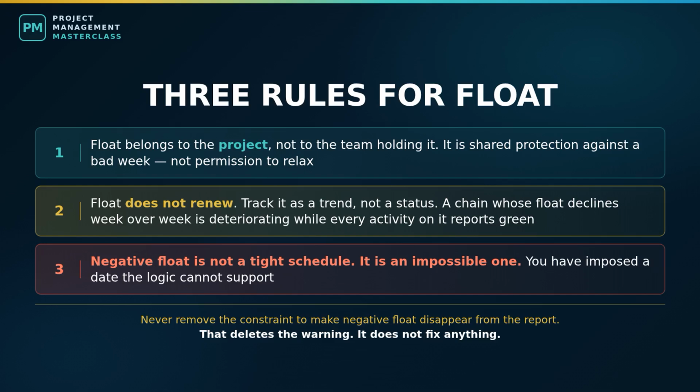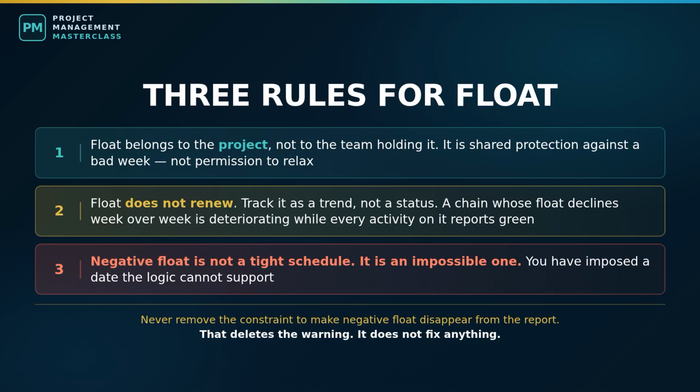Principle 3, and this one is an alarm, not a metric. Negative float. If your software reports negative float, it is telling you something serious. You have imposed a date the logic cannot support. Somebody typed a deadline in, the arithmetic ran against it, and came back saying, this is already impossible. Minus 10 days of float does not mean tight. It means you are 10 days late on a project that has not started yet.